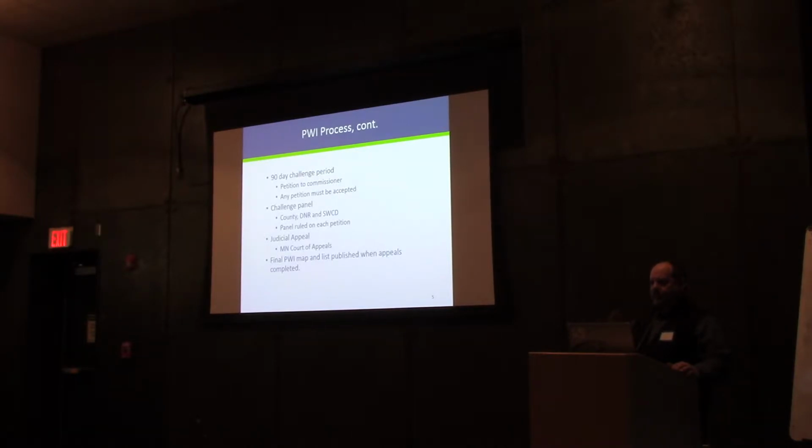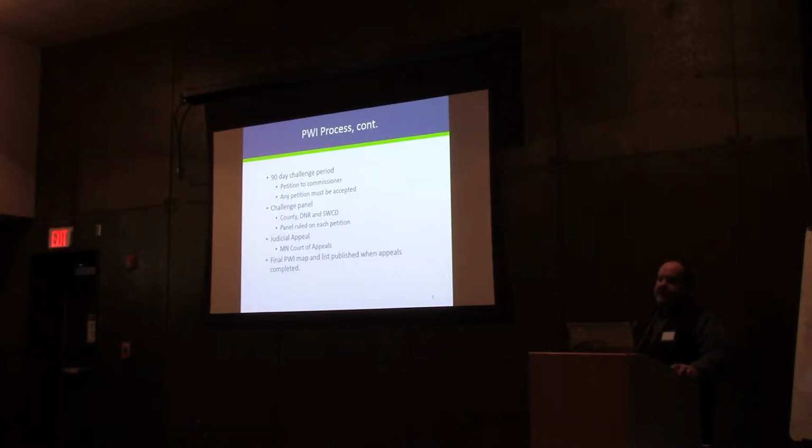That 3-member panel would vote on whether they were going to accept the petition and remove it from the public waters, or leave it on, or in some way modify it. So at the end of that challenge panel process, that panel would produce conclusions, findings of fact, and sign it. And at that point, then, that process was over. So we said, here's our public waters inventory list and map, and then the lawsuits could start.